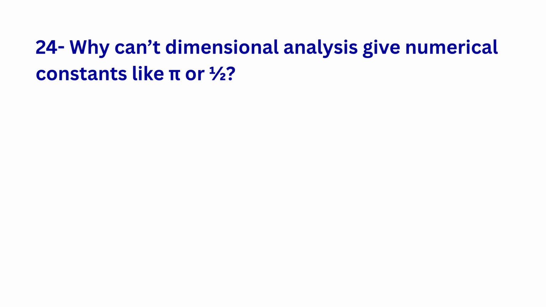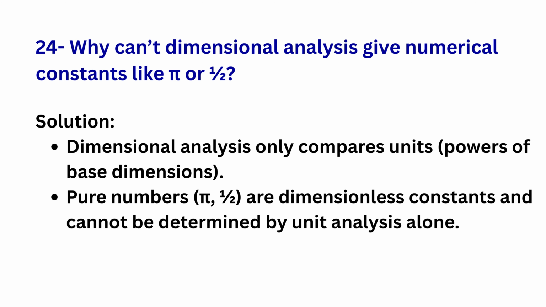Question 24. Why can't dimensional analysis give us numerical constants like pi or 1/2? Because dimensional analysis only looks at powers of quantities like mass, length, and time. Numbers like pi or 1/2 are dimensionless, they don't have units, so dimensional analysis can't tell you what those constants are.